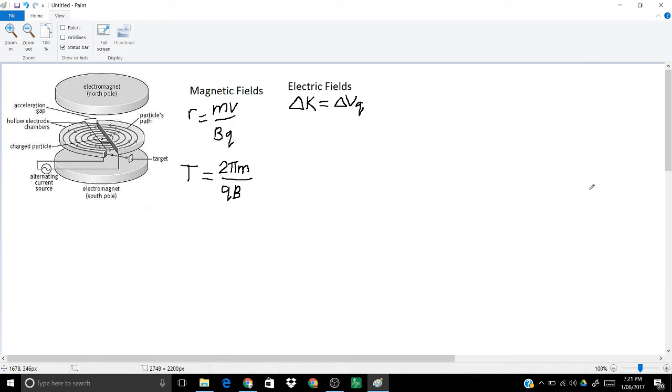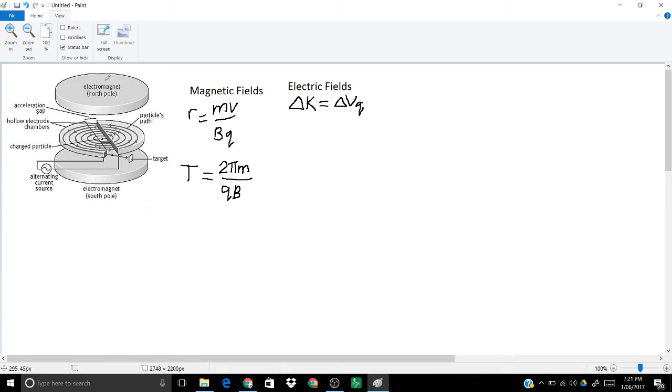Okay, guys, we're going to go through the cyclotron now. The cyclotron is a form of particle accelerator that works on some very simple principles involving magnetic and electric fields. Here's an example of a layout, obviously taken apart, of a cyclotron.